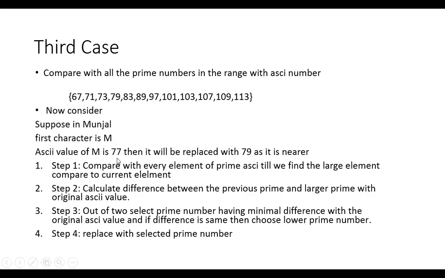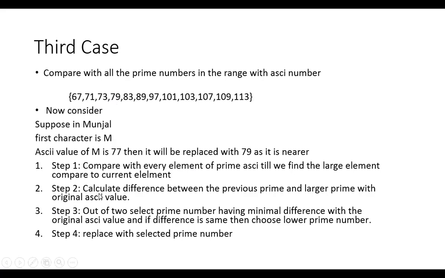So 77 is this. We'll be going from the first, then second, then third, then we get a greater value. That is 79. Here is the glitch: the previous value can be replaced and the forward value can be replaced. So we have to follow these steps. Compare with every element of the prime array till we find the larger element compared to the current element. Suppose 77 is the current element and we find 79 in this case.